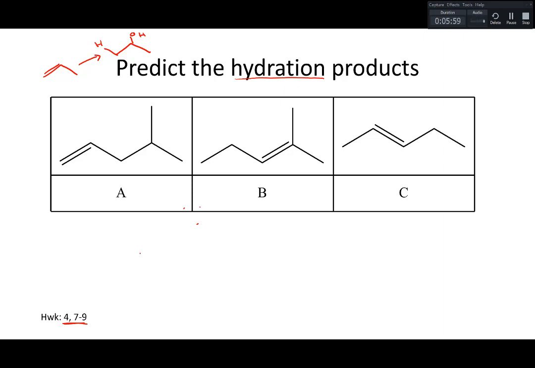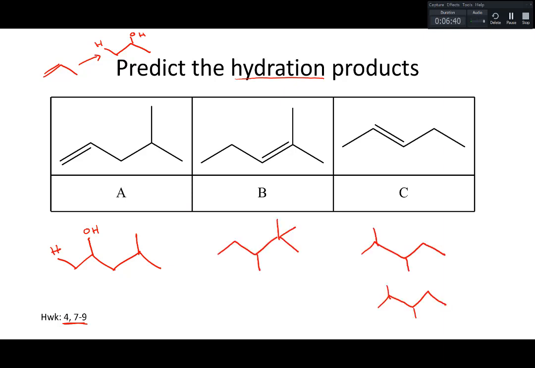So for A, just like we did before, draw the skeleton of the molecule and then attach, instead of H and Br, H and OH as the electrophile and the nucleophile in this reaction. Where the double bond was, we can put two single bonds and add the H to the less substituted side and the OH to the more substituted side, like that. So this is what I'd like you to do. Take a quick pause of the video and try to predict what the products for the next two are.